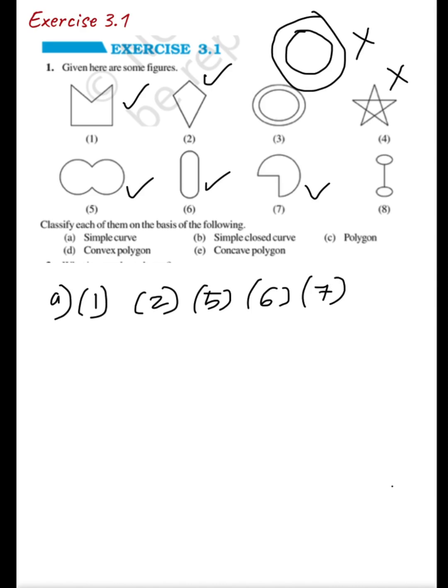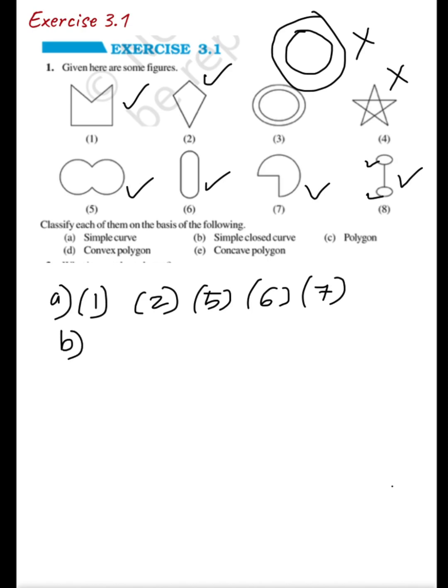What about the eighth one? This is not a simple curve. Here more than one curve is there. You can see one curve here, one curve here. So that cannot be considered as a simple curve. So 1, 2, 5, 6 and 7 can be considered as simple curves. Understand?